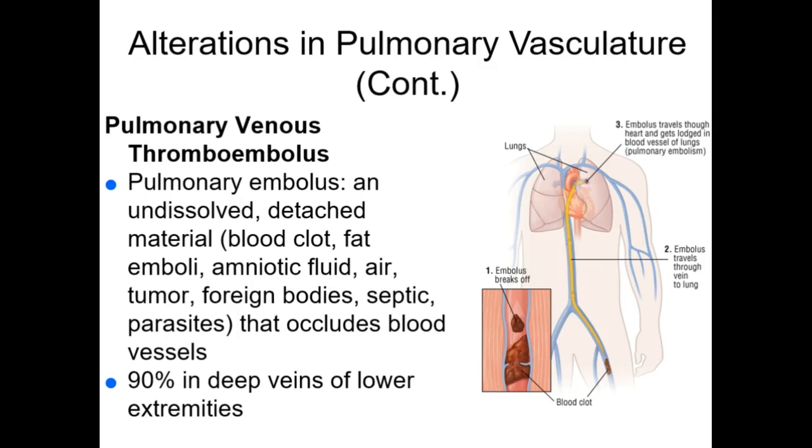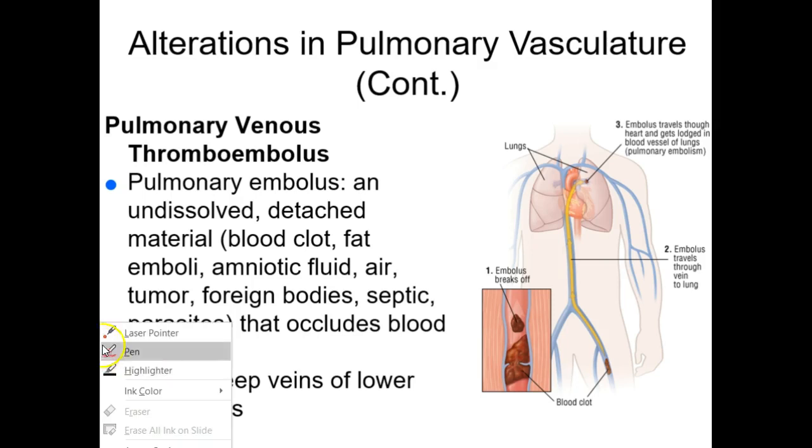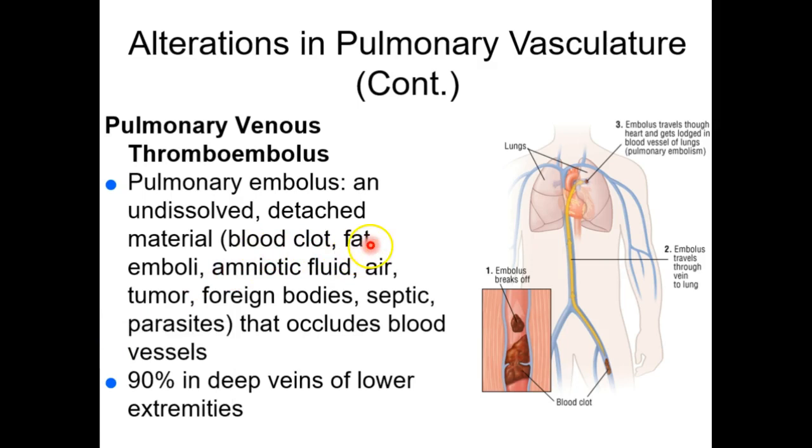It doesn't have to be a blood clot in order to embolize. There are other sources of emboli, such as fat, amniotic fluid, air emboli. Tumors can embolize, foreign bodies. Septic, and again, exudate would be the embolus there, and parasites can also cause blockages like that.